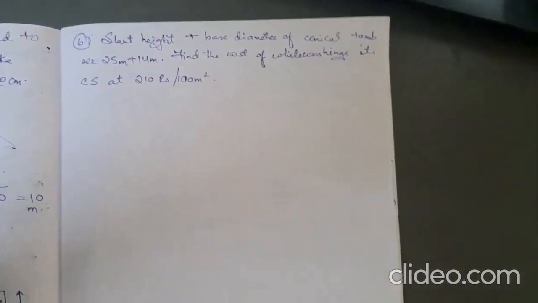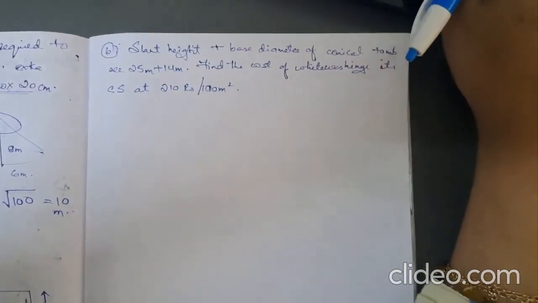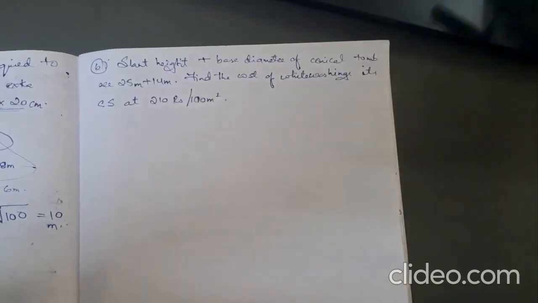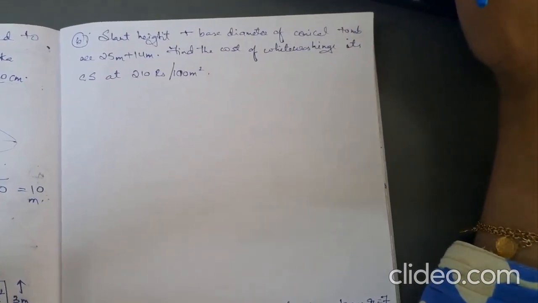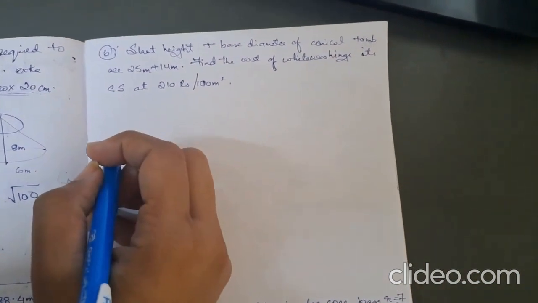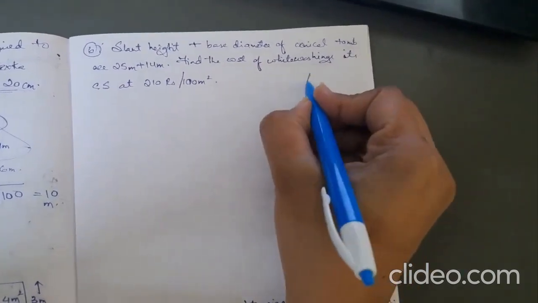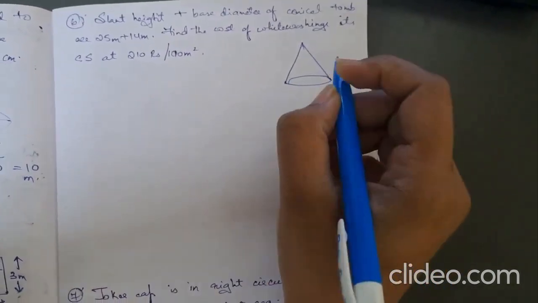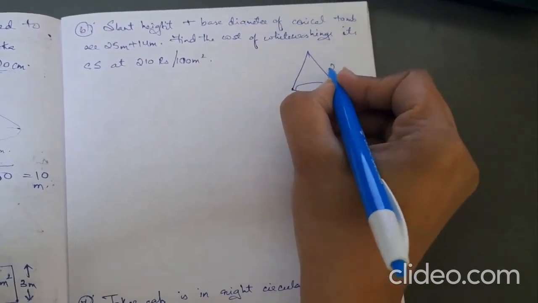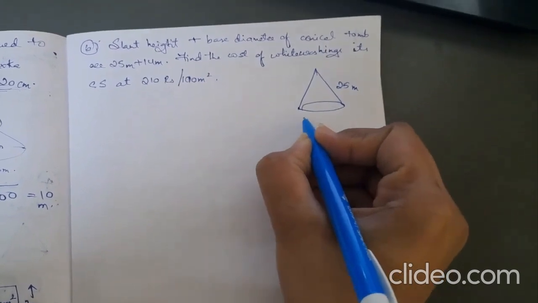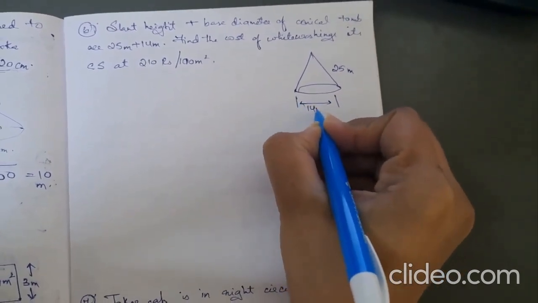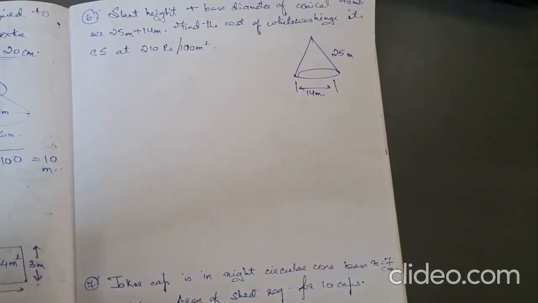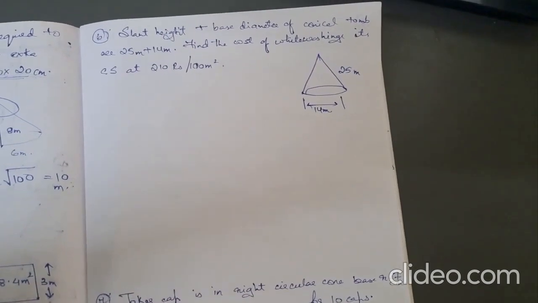Okay, going ahead, we have the slant height and we are going to the next question. Let me just switch to the next question. What's the next question? Yeah, the next question says that the slant height and the base diameter of a conical tomb are 25 and 14 meters. Okay, again, the tomb is conical, and in here the slant height is given to me as 25 meters, and the base diameter is given to me as 14 meters.